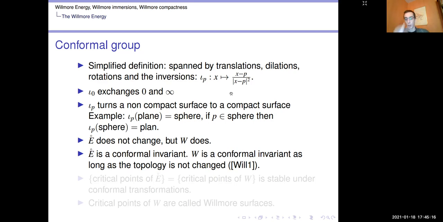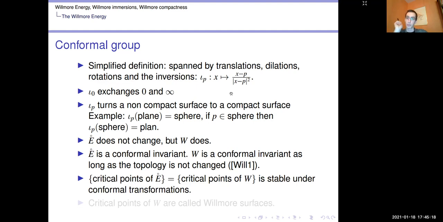But for us, we're going to look at critical points of W. And since when we're looking at a small perturbation, we will not change the topology, critical points of W are also critical points of E-naught. And thus, since E-naught is a conformal invariant, this set is stable under the conformal transformation. So the conformal transformation of a critical point is going to be a critical point. Perhaps at a different energy level for W, that is true, but it's still going to be a critical point. And these critical points are called Willmore surfaces, and they are what I'm going to study from now on.